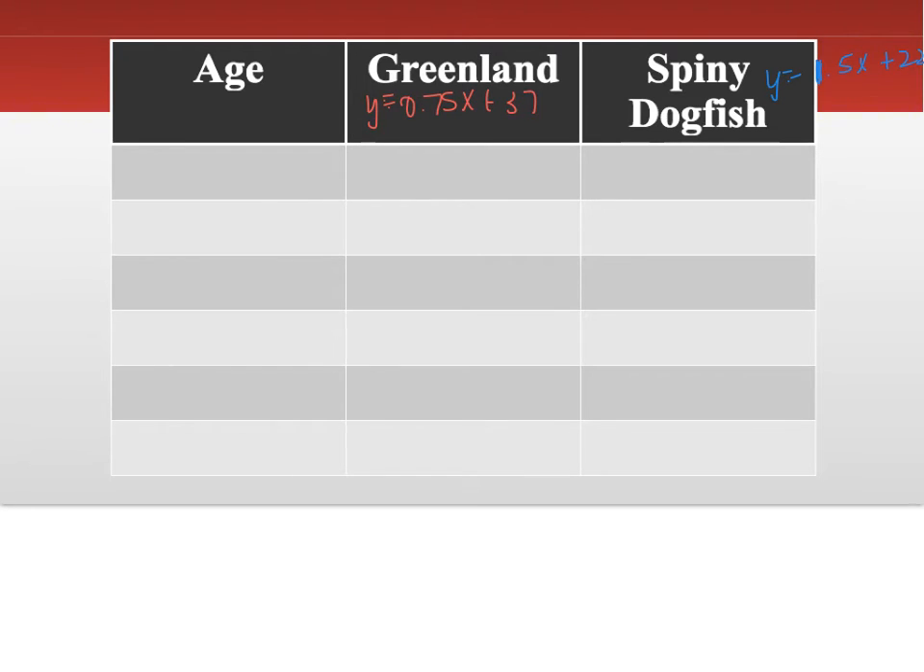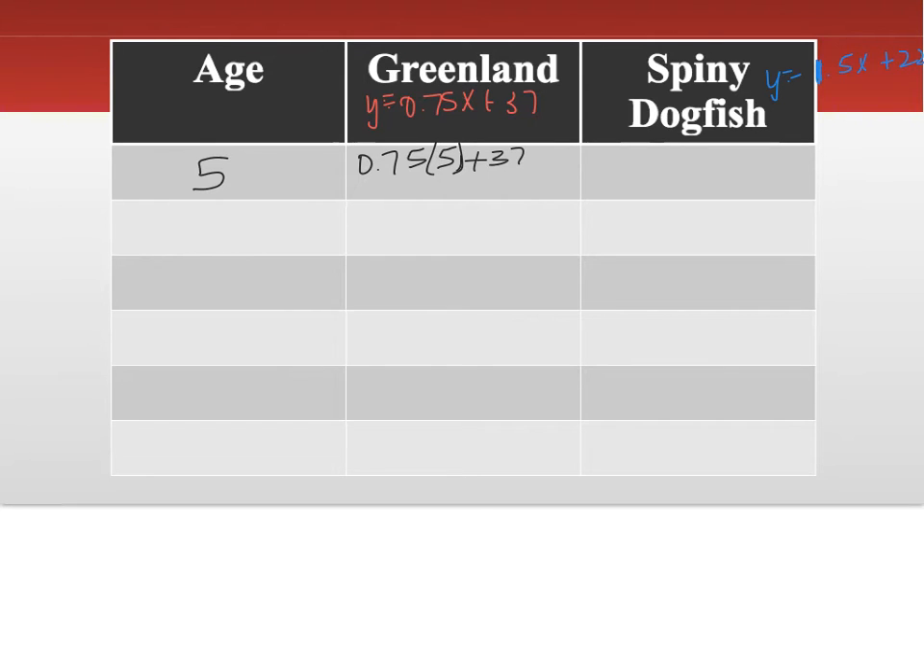So let's, to kind of help us out, we're just going to guess and check. We know at age 0, it's the length that's given to us. For the Greenland shark, it's going to be 37 centimeters, and the spiny dogfish is 22. So we don't really need to start at age 0. Let's start at age, for example, 5. So at 5 years old, if I substitute in this information, 0.75 times 5 plus 37. Again, this is commonly a way that we would guess and check.